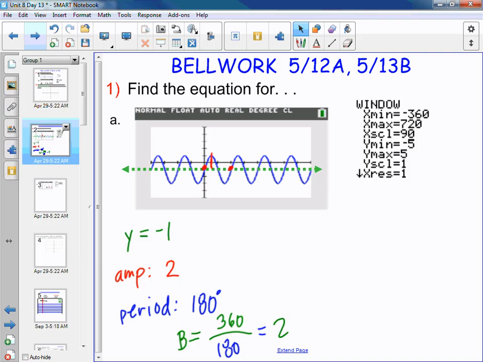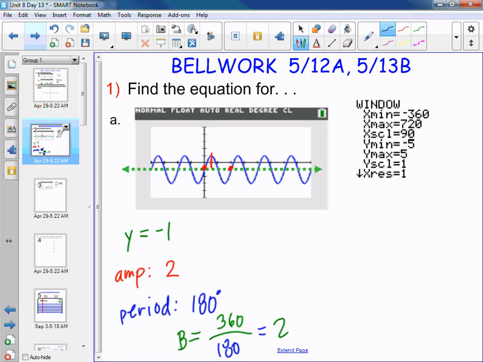This makes sense. If my period is 180 degrees and my normal period is 360, this particular sine wave takes half as long to complete a full cycle, which means it must be spinning twice as fast. That's why my speed factor b, or frequency, is 2. It's twice the frequency of the parent function.